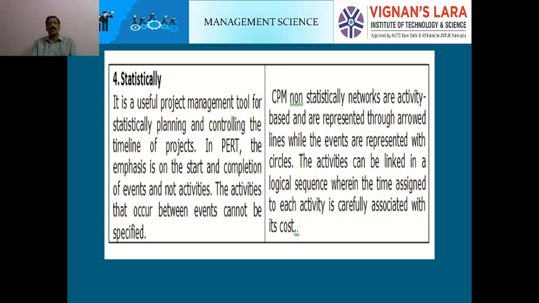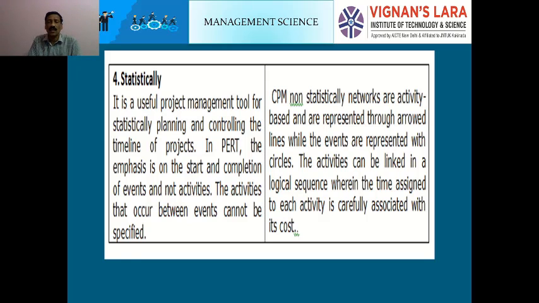While at the same time, CPM is non-statistical. Networks are activity-based and represented through arrowed lines, while events are represented with circles. The activities can be linked in a logical sequence when the time assigned to each activity is carefully associated with its cost. That means this is a non-statistical network. The activity times are estimated by the experience and knowledge of people, sometimes with a logical sequence. So there are no systematic statistical applications while executing the sequence of activities.